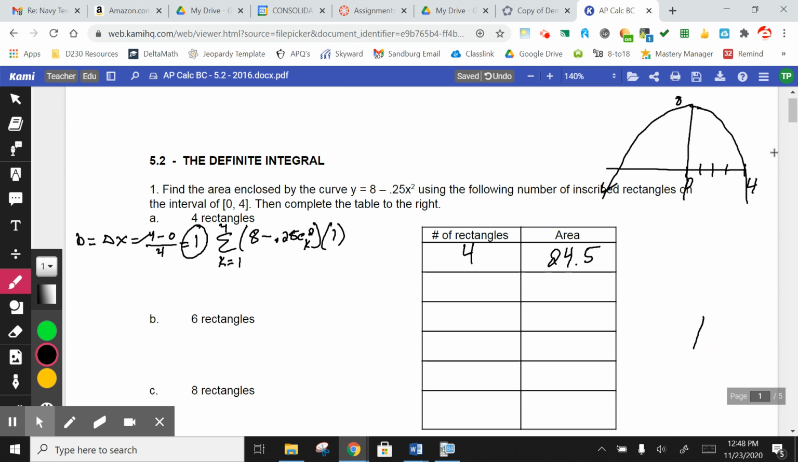Now, all I want you to figure out in number 6, if I ask you what is your base in number 6, if we had to do this problem, I would now have to do again 4 minus 0. But now I'm going to split that up for 6 rectangles. Notice how your base would now become 2/3. So my base got a little bit smaller. If you go to the 8 rectangle one, we're going to do 4 minus 0, and I want to split this now with 8 rectangles. Now my bases are going to be 1/2. They're getting smaller and smaller the more rectangles that I jam in.